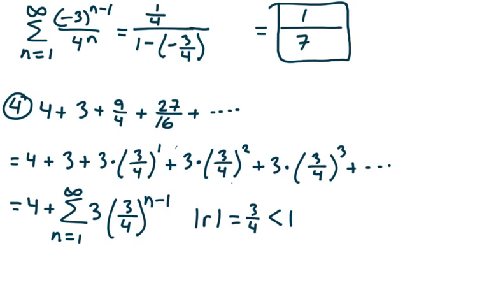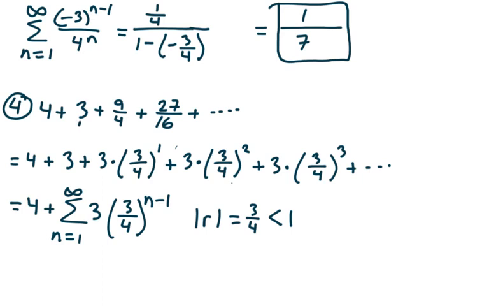All right, now let's take a look at number 4. Number 4 is a little tricky, and we have to be careful here. So I'm looking at 4 plus 3 plus 9/4 plus 27 over 16, and then it keeps going. Now, this is a geometric series, right? But what we want to do is look at common ratios because that can give us a little bit of insight.